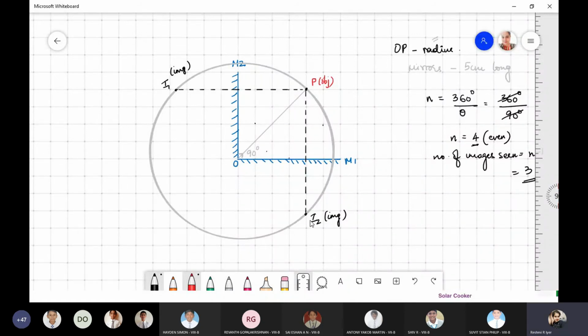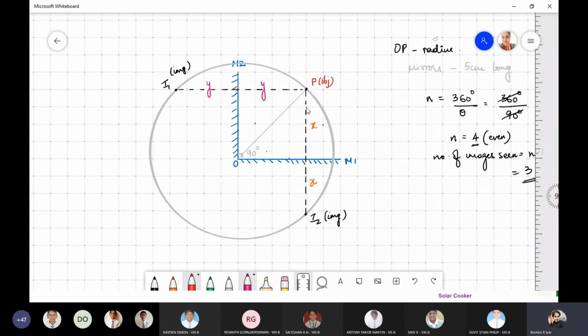Ensure that this distance x is equal to this distance x, and this distance y is equal to this distance y. So how are we measuring? From this point of incidence to the object, and from this point of incidence to the image. Similarly, mine is not equal. Then check your circle. At least approximately equal it should come.